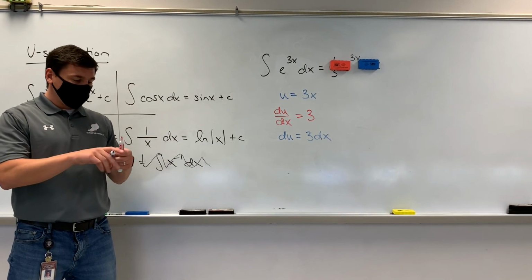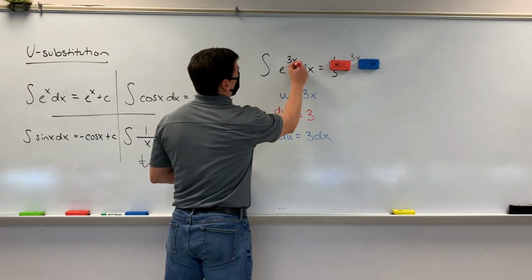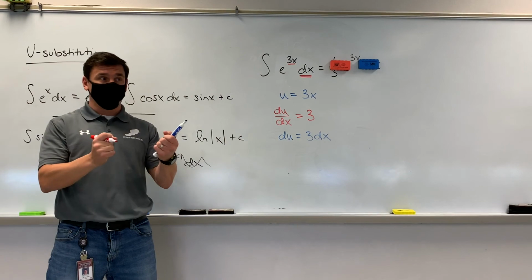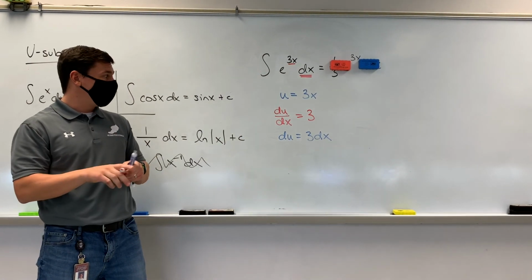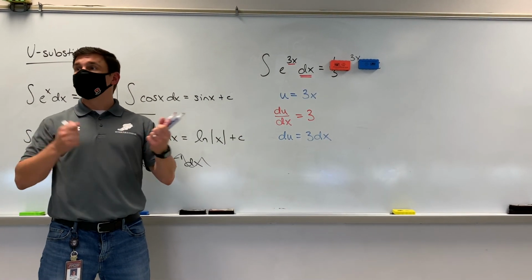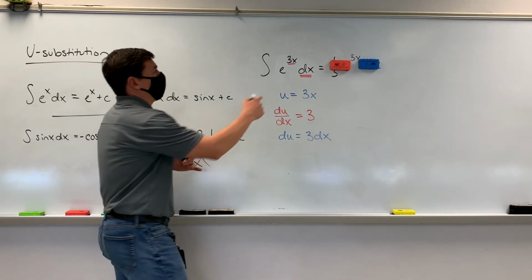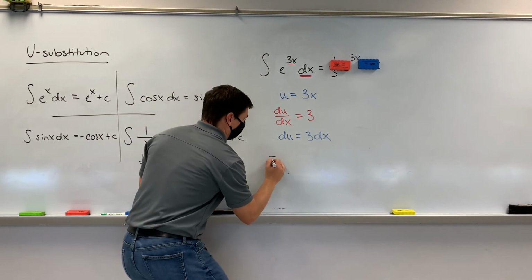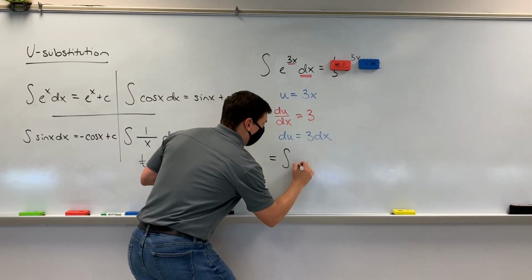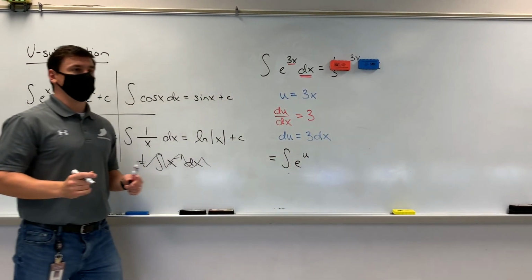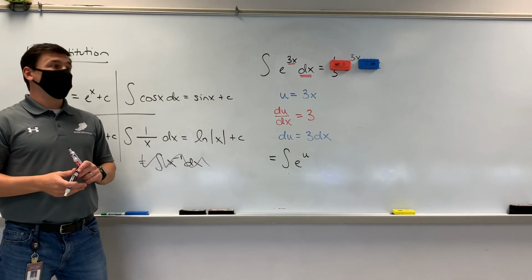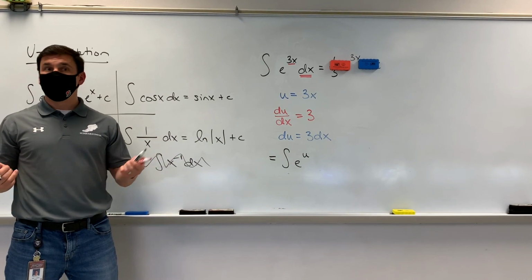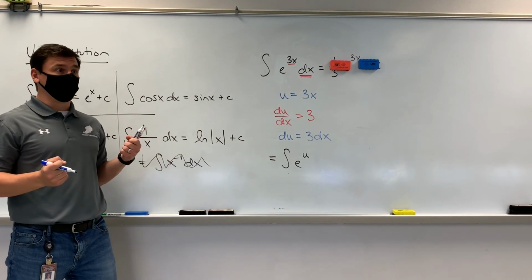The reason that's important is that back in this problem, I need to get this 3x out, but I also need to get dx out of here. I need to transfer all my x's and put them in terms of u. So let's start making some substitutions. E to the 3x, 3x is just u. So I can rewrite this integral as the integral of e to the u. I don't yet have dx by itself. I need to bring dx and get it out of here.